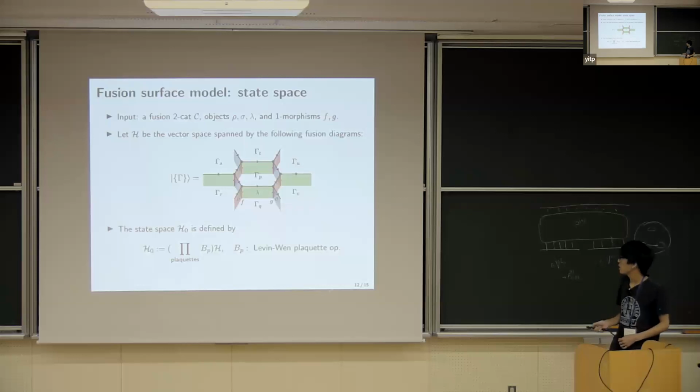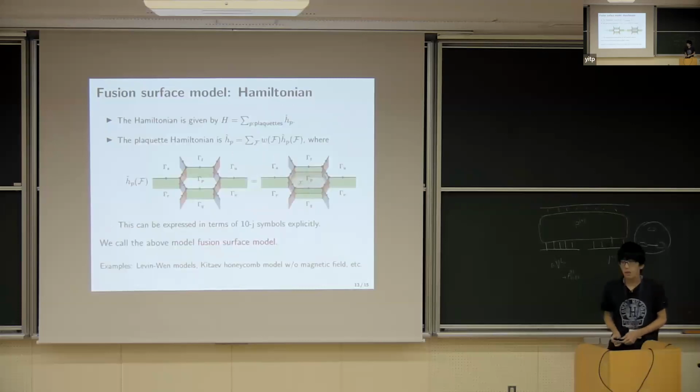But nevertheless, each state can be represented by a fusion diagram because H0 is just a subspace of H. And the Hamiltonian is given by the sum of local bracket operators denoted by HP, which acts only on a single bracket. And this local Hamiltonian is given by the sum of this form. So again, this is very similar to the Hamiltonian of the anyon chain model. And here the operator HP of F is defined by inserting a topological surface F below the bracket P. And the coefficient W of F is the parameter of the model.